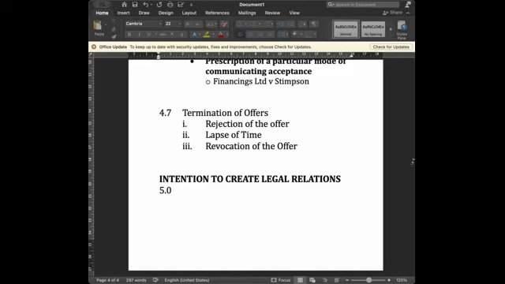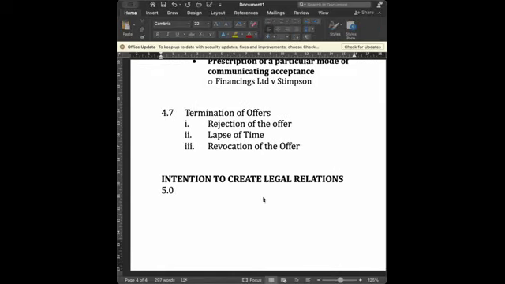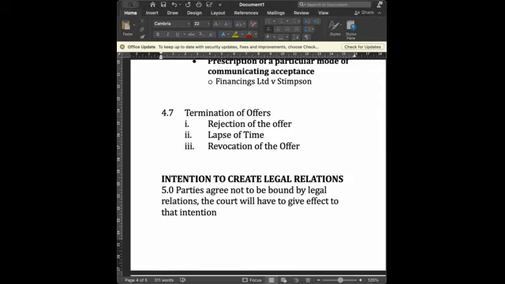The first point that we have to note is that an intention to create legal relations is indeed part of the elements of a valid and binding contract. So the first point that you have to note under this topic is that when the parties themselves have agreed that they don't intend to be bound by legal relations, then the court will give effect to that intention. If you are going to sign an agreement with a person and you have mentioned that you don't want to be bound by legal relations, the court is supposed to give effect to that kind of intention.